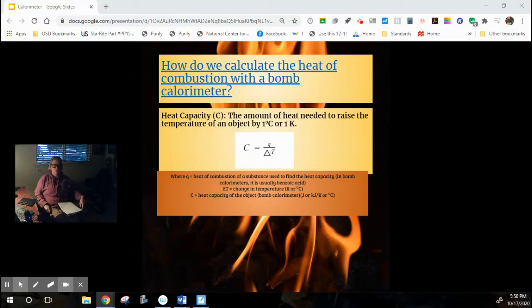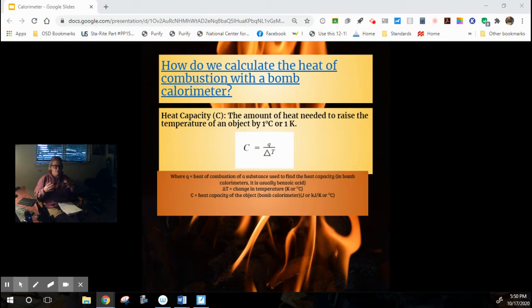Right, welcome to video 3. We are going to go back and visit the bomb calorimeter, and we are going to be calculating heat of combustion when we know the heat capacity of a bomb calorimeter.